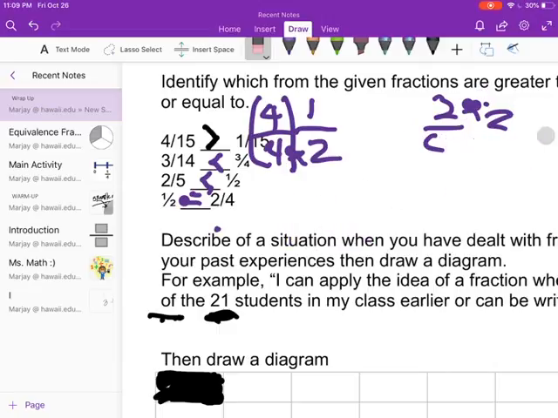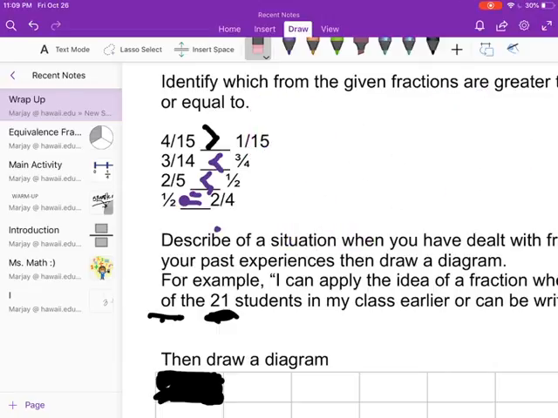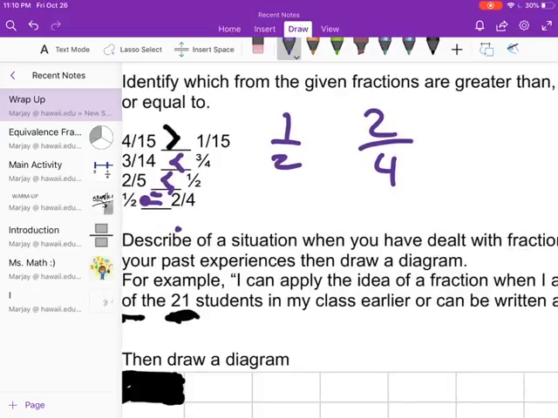And the reason why is, let's use the method that we used earlier when we were doing equivalent fractions. So we have 1/2 and 2/4. If you notice, if you multiply 2/2 to 1/2, you'll eventually get 2/4. That is why they are equivalent.